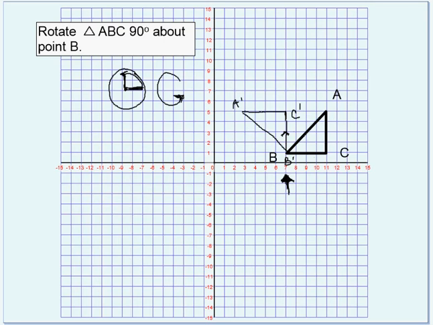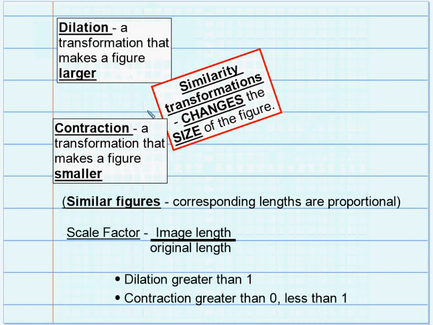Okay, so that's a rotation. Now, we have two different types on this page. Dilation is a transformation that makes a figure larger, and a contraction is a transformation that makes a figure smaller. And you know, when you get your eyes dilated, the pupils get really large. Or if you contract something, you make it smaller. Okay, so hopefully you can remember those. And these are similarity transformations. They change the size of the figure. Okay, so similarity transformations are going to make similar figures.